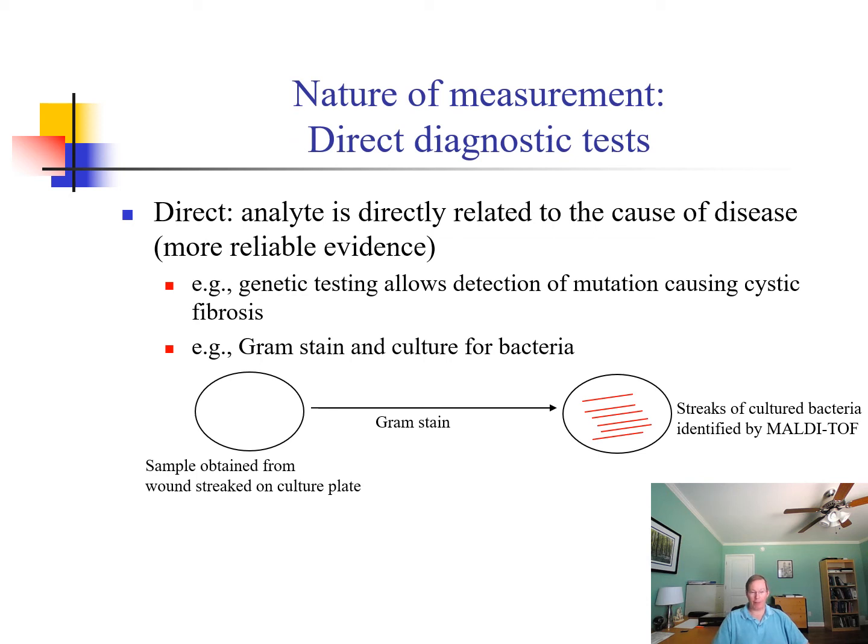So let's talk about some direct measures. As I mentioned, this is the more reliable evidence. And so, for example, if I wanted to look for cystic fibrosis, I could test for the particular genetic abnormalities that can cause cystic fibrosis, giving me a genetic piece of evidence that the person would have cystic fibrosis. Or, for example, if I took a culture from a wound or from sputum or some other place that I believed to have a bacterial infection, and I put it onto a growth plate and then allowed that bacterium to grow, I could identify that bacterium, and that would be a direct measure, assuming I didn't contaminate that sample.